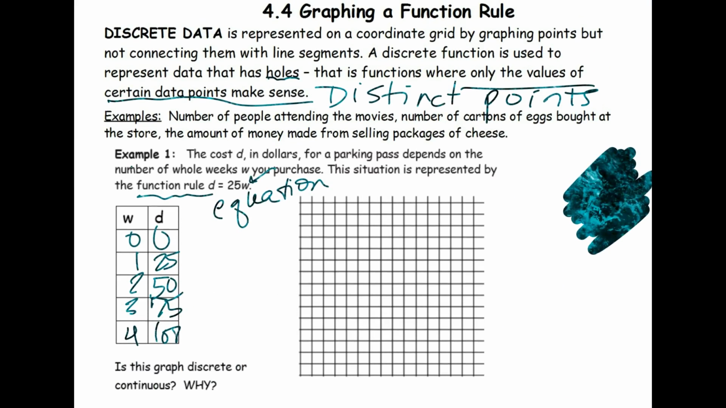Okay, so when we come up here and we're going to name our graph, we look at the situation. What are we talking about? We're talking about the cost of parking passes. So we can say the name of this graph is the cost of parking passes.